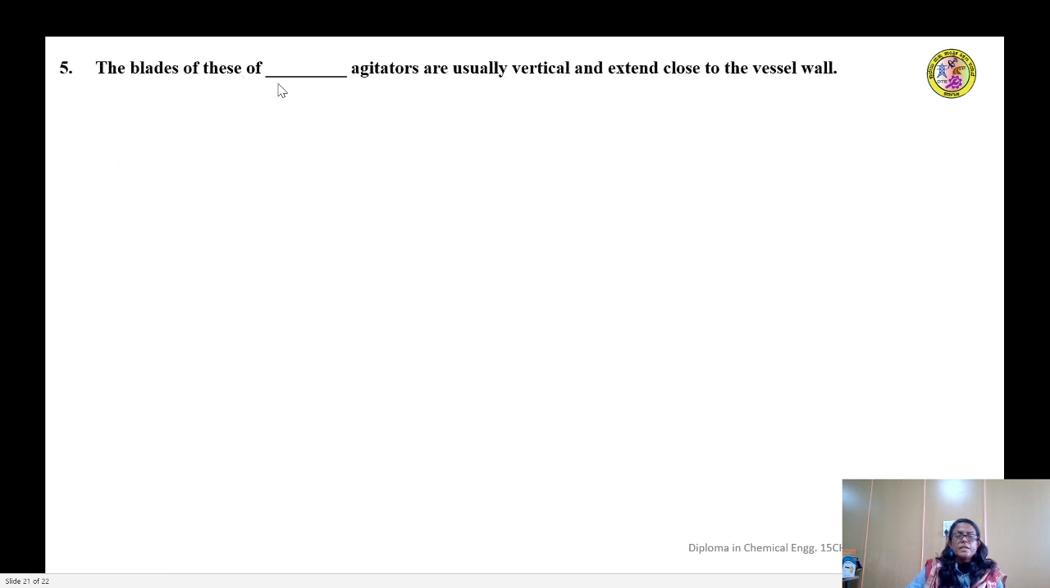The blades of these dash agitators are usually vertical and extend close to the vessel wall. So out of the three types of impellers, we have seen that the blades of the paddles are the ones which have a similar shape as the vessel wall. So they are the ones having the blades that extend close to the vessel wall.